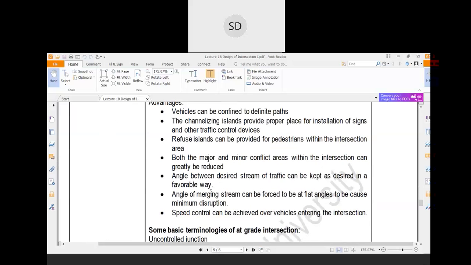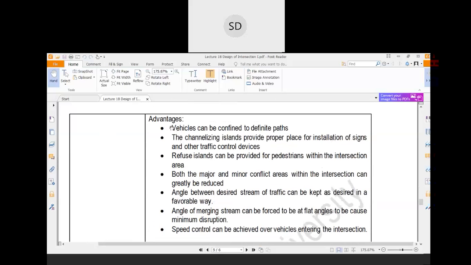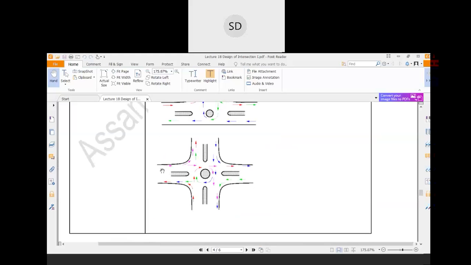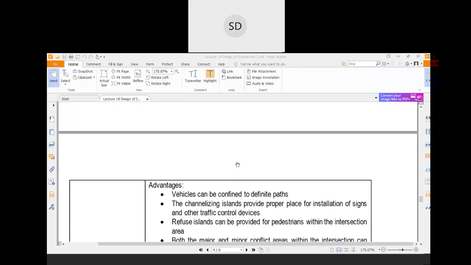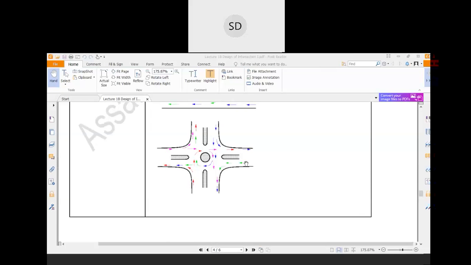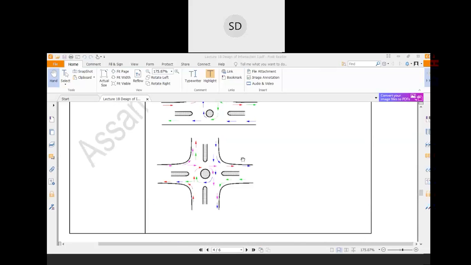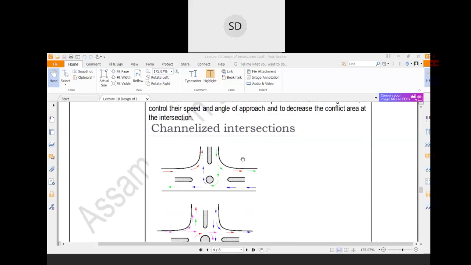So the advantages of the channelized intersections are vehicles can be confined to a defined path. So all these vehicles are forced to move in a particular direction. If any vehicle wants to move in this direction, he cannot go by this. He always has to follow that particular path. So in this way, you regularize the movement of all the vehicles. Therefore, the traffic management in the channelized intersection is better than the unchannelized intersection. As an example of the channelized intersection, your Naringi-Tinali is a channelized intersection.